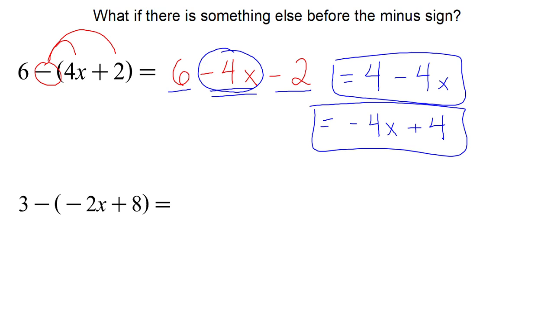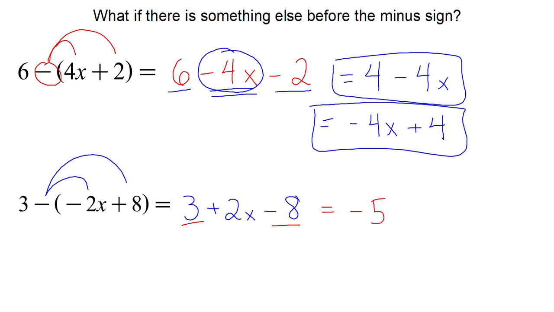So for this one, we've got 3, and then minus a minus 2x. Well, minus a minus is going to be a plus 2x. And then we have minus an 8, so minus 8. And again, we'll have some like terms here that we're going to want to combine together. The 3 and the minus 8 should come together to make negative 5, because 3 minus 8 is negative 5.